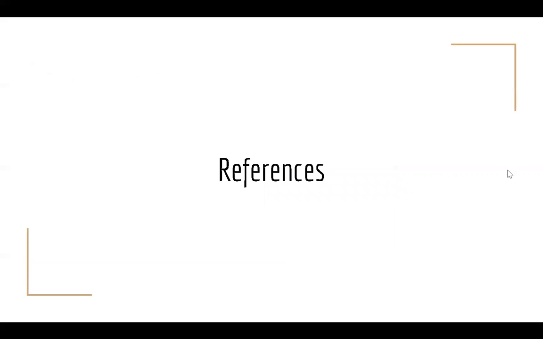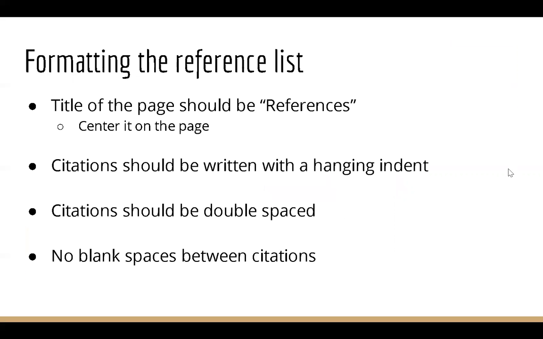Let's go ahead and move on to the reference list. In APA format, there's some specific requirements about what you need for your references list. The title of the page should be references when we're using APA. It should not be works cited, it should not be bibliography, it should not be sources, it should be references.